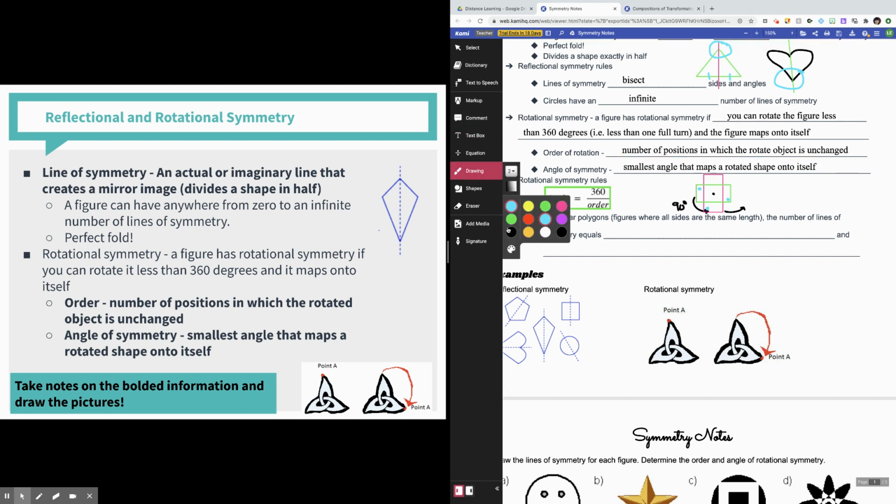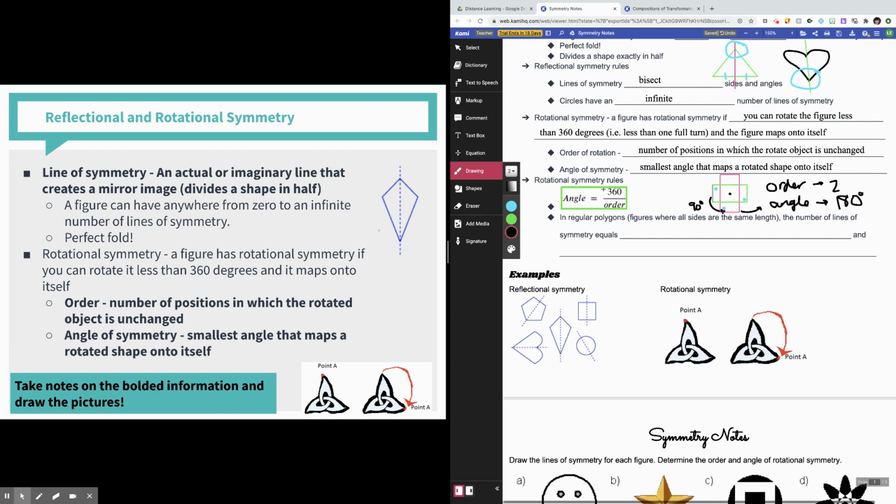So the order for a rectangle would be 2 because it's mapped onto itself twice in one full turn. And then the angle is how many degrees we rotate it each time. And we rotated it 180 degrees each time for the shape to map onto itself.